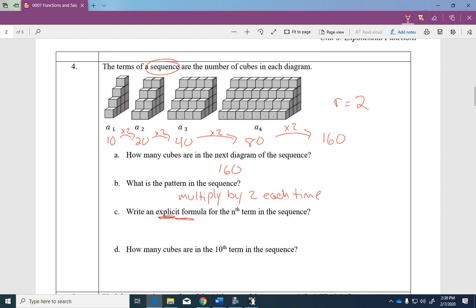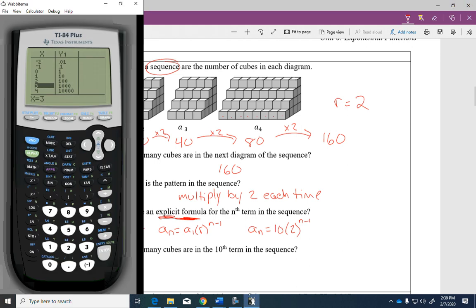And now we have to write an explicit formula. So since this is a geometric sequence, we use the formula given on our Regents exam. A sub n equals a sub 1 times r to the n minus 1. This formula will be given to you on your test even. It doesn't have to be memorized. If I use it though, I can easily write the explicit formula. The first term is 10. The common ratio is 2, and to the n minus 1.